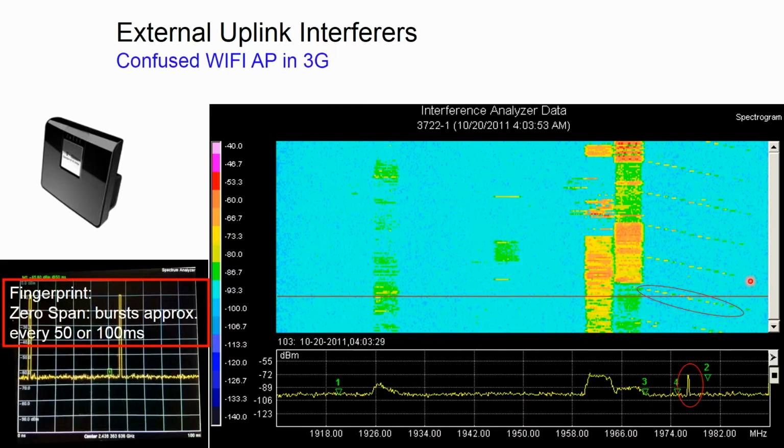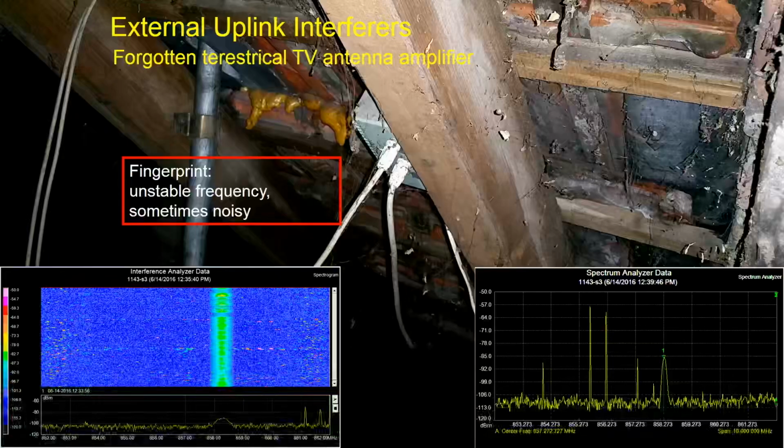and you can see that in the waterfall diagram it looks like a staircase, and you can see that doesn't really belong here. And if you really look at it, you change the band and set it to 0, and you can see that every 50 or 100 milliseconds it makes a pulse, and then you can see that it's probably a Wi-Fi device. Or what's another thing is forgotten terrestrial TV antenna amplifier.